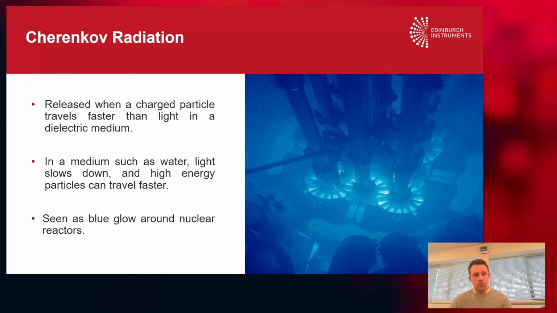Another aspect of radioluminescence is Cherenkov radiation. This is light that is released when a charged particle travels faster than light in a dielectric medium. This is a medium that is able to be polarized, and this can be things such as water. It's a fundamental law of physics that nothing travels faster than light in a vacuum, but in a dielectric medium, light will slow down, and high energy particles are able to travel faster than light is in that medium. The most famous example of this is the blue glow around underwater nuclear reactors, and this is because of Cherenkov radiation.